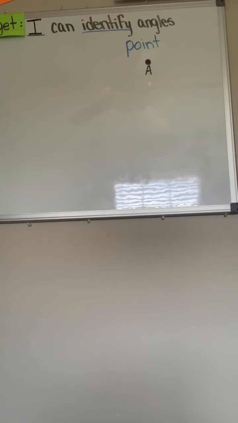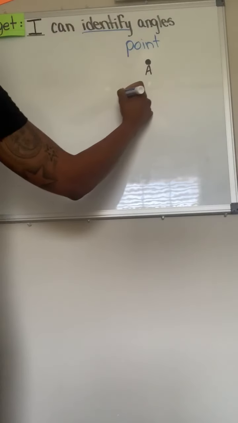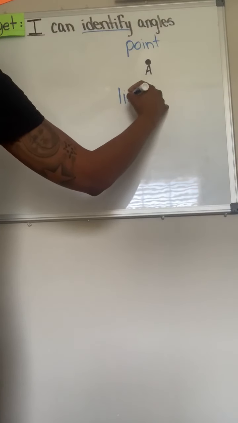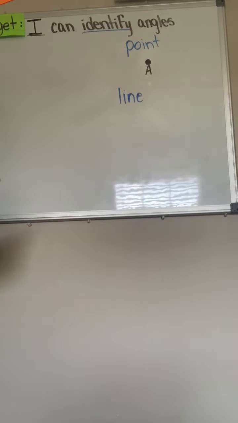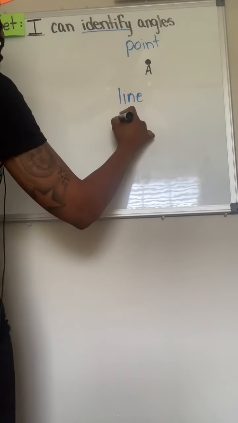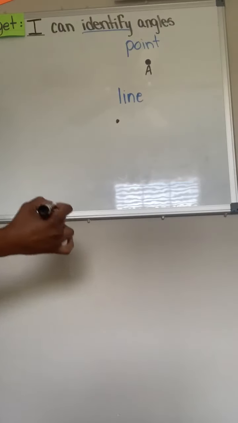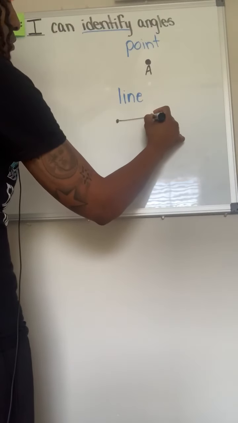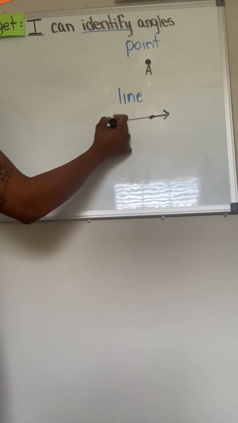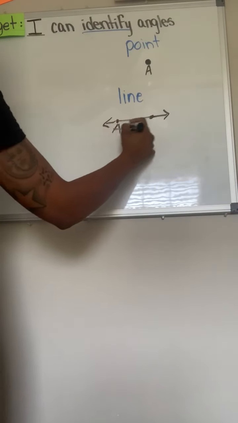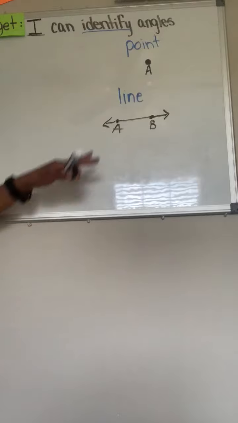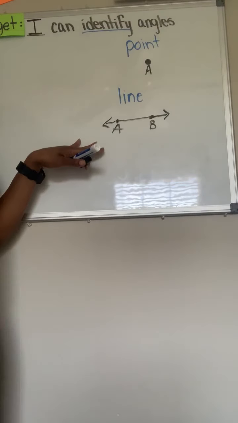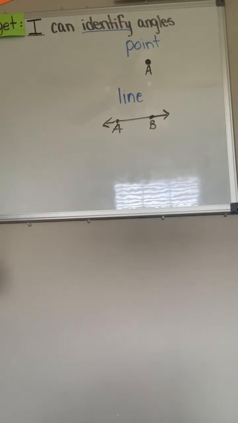Another term that we'll refer to often is going to be line. Now, when we see line, a line is going to be a path of points that go in opposite directions. A lot of times, maybe if you heard your parents saying, oh, from A to B, that's what we're talking about, a line, a path that goes in opposite directions.